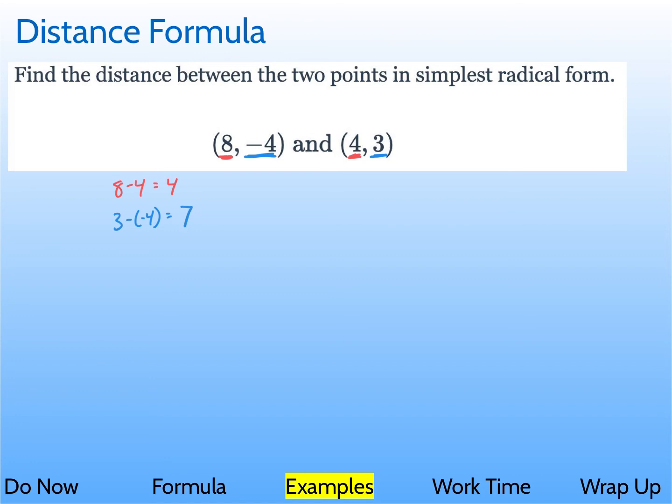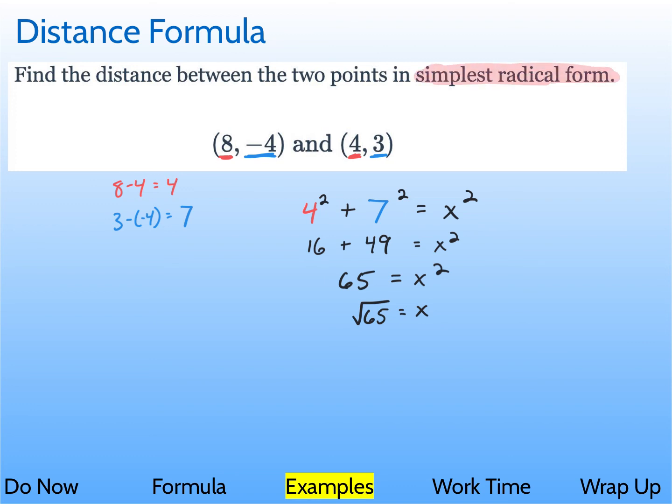So what you do now is you're going to take the 4 and you're going to take the 7 and you plug it into the Pythagorean theorem. And the distance is going to be your hypotenuse from there. And with that, after you solve, you get that x is the square root of 65. Now again, remember we need simplest radical form. So let's go over and try to simplify this thing.